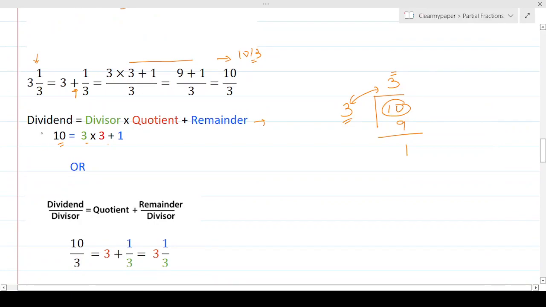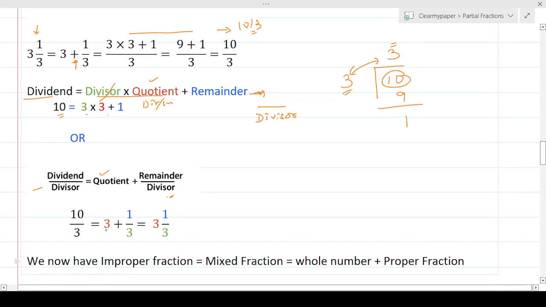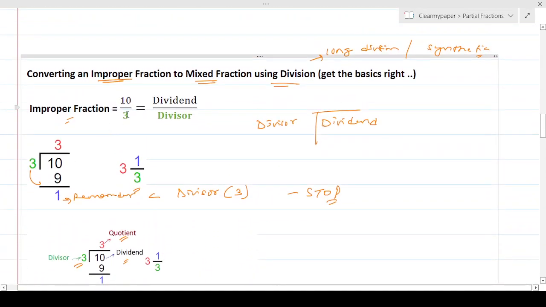And if you slightly tweak this formula, for example, if I divide both sides by the divisor, this is what the formula will look like. So dividend over divisor is this. If I add this over the divisor, the divisor gets cancelled. All that remains is the quotient, plus the remainder over the divisor. So this whole expression becomes 10 over 3, the divisor, and this is nothing but the improper fraction that we had received in the given problem.